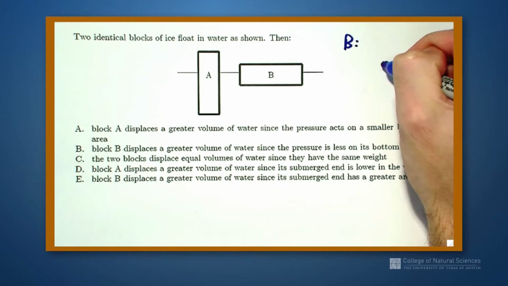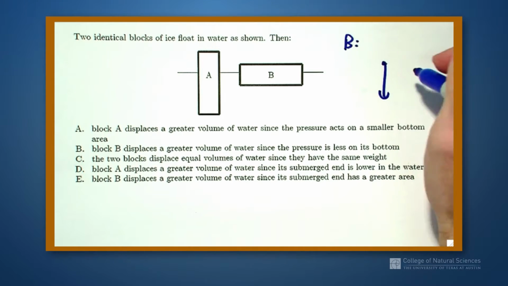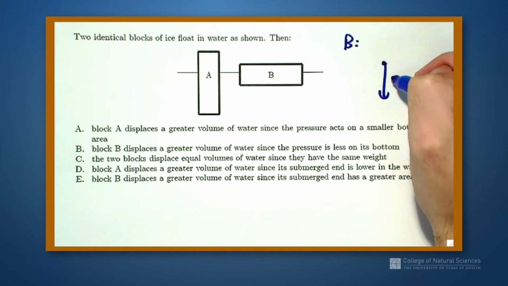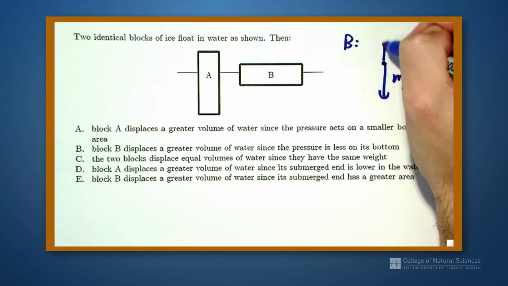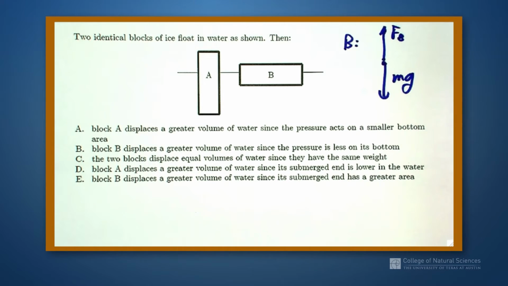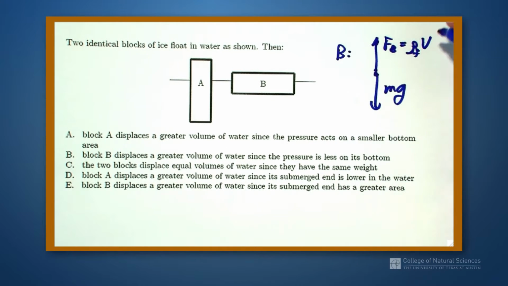for block B. And I know that block B is going to have a weight force down and a buoyancy force up. And that buoyancy force is going to be the density of the fluid, the volume of the object, and gravity.